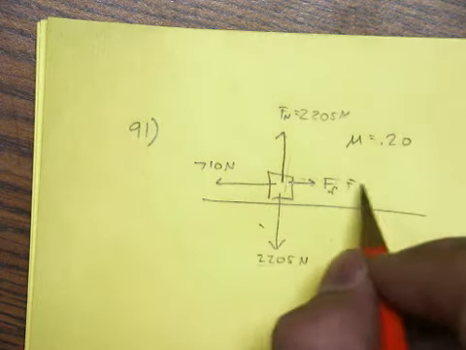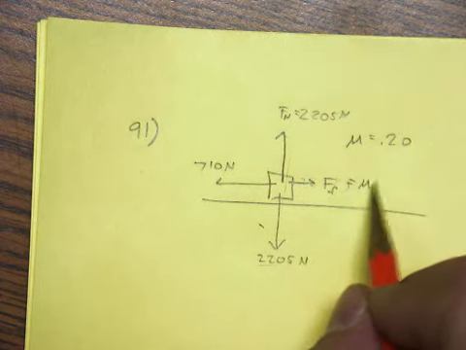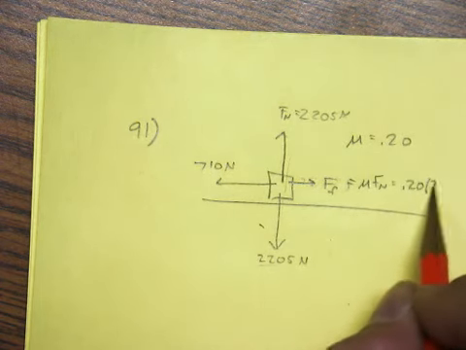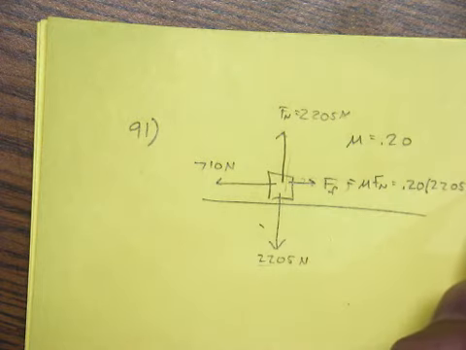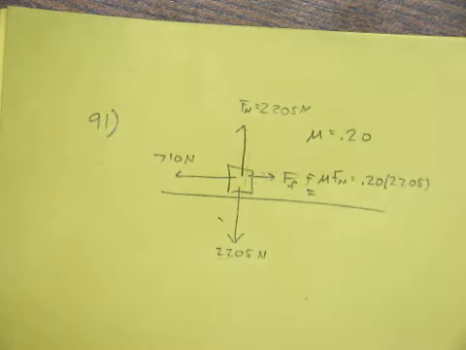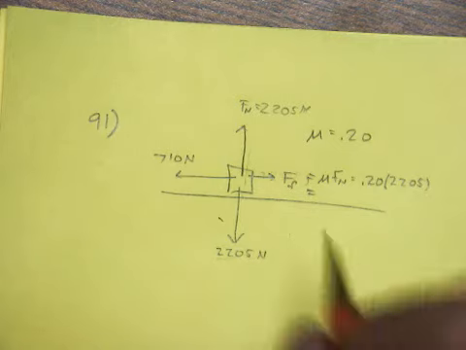To find the force of friction, you use the coefficient times the normal force. So you take 0.20 times 2205, and that will give you the force of friction. 0.2 times 2205, you get 441.